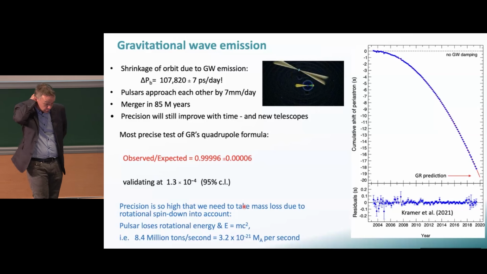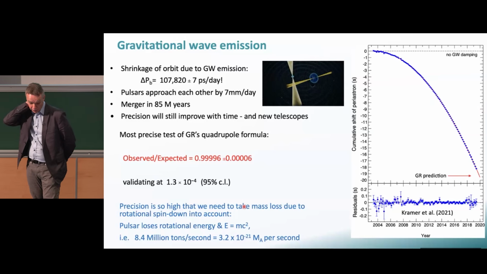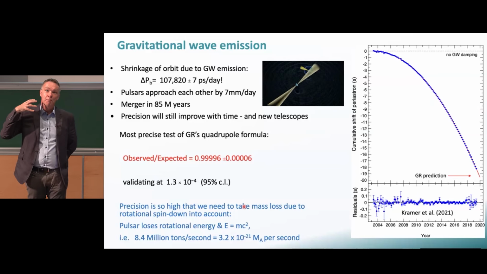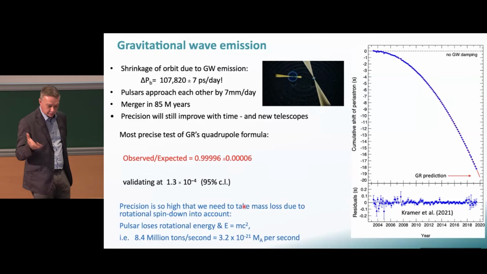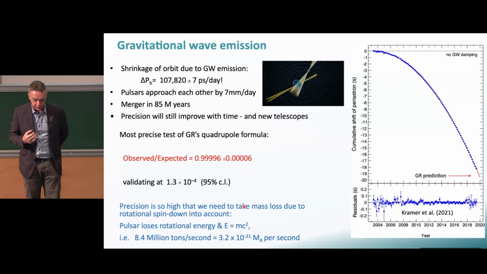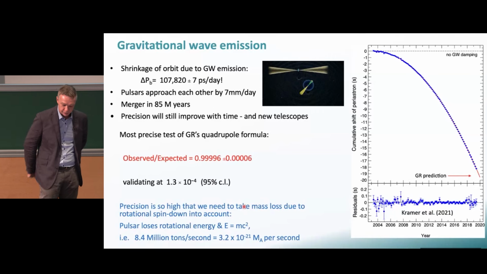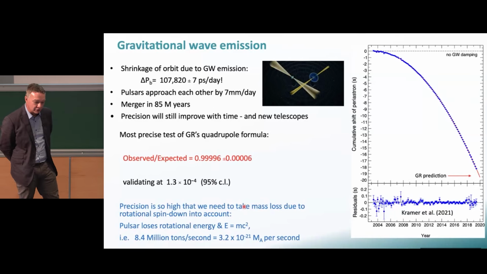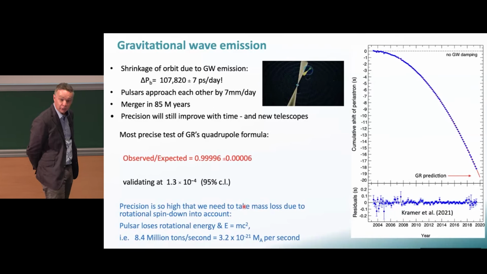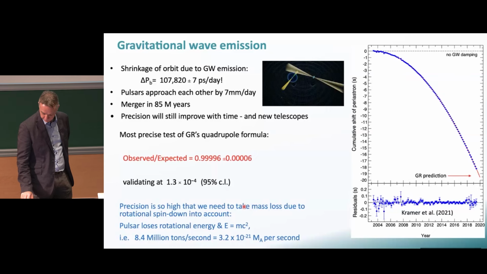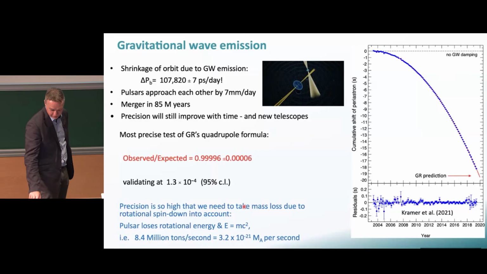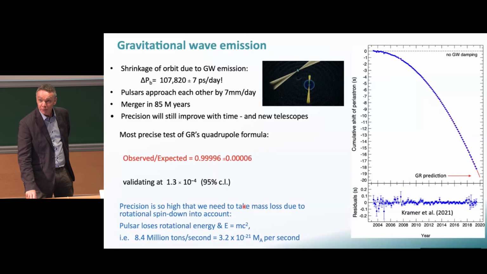In fact, our precision is so high that we now need to take into account that the system is losing mass because it emits electromagnetic radiation, E equals mc squared. This is 8.4 million tons a second, or 3.2 times 10 to the minus 21 of the mass of the pulsar per second. That is not a lot, even though 8.4 million tons sounds like a lot, but you can see from the mass of the neutron star that it's quite a tiny fraction, but it's a third of our error budget, so we need to take that into account.